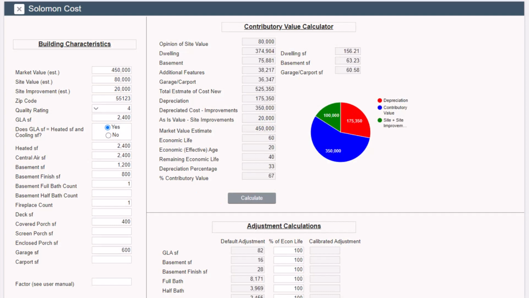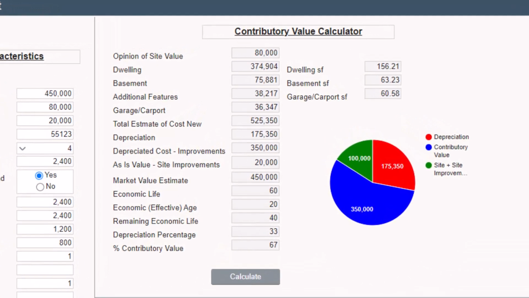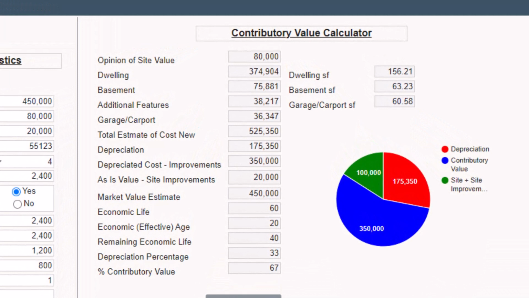Click Calculate. The Contributory Value calculator converts square footage into cost to complete the cost approach. This slant on the cost approach calculates the percentage of depreciation and percentage of contributory value. Notice how market value minus site improvements equals depreciated cost. Depreciated cost is contributory value. Dividing depreciated cost by replacement cost results in the same ratio as dividing remaining economic life by economic life.